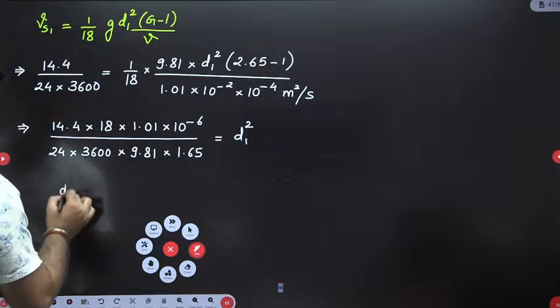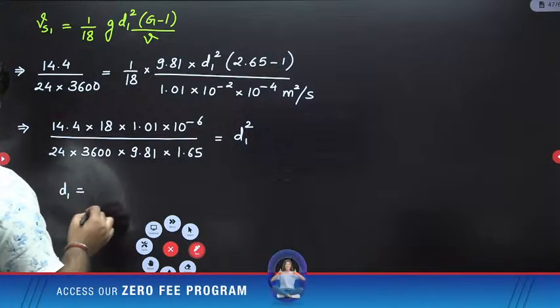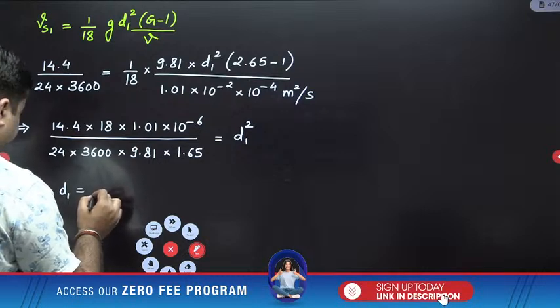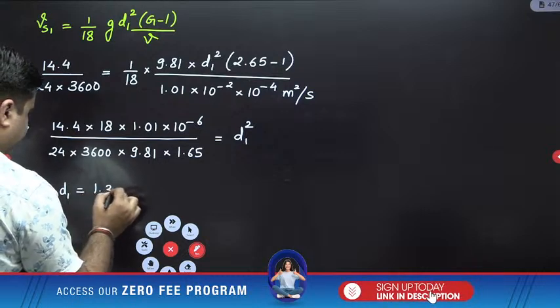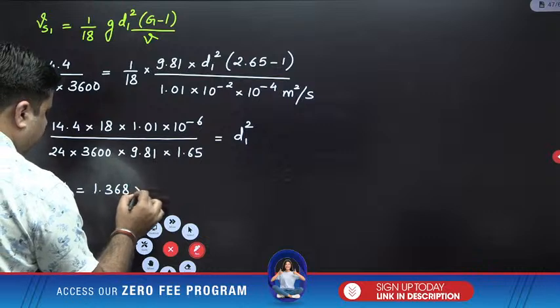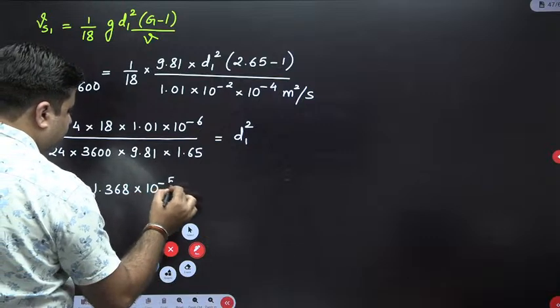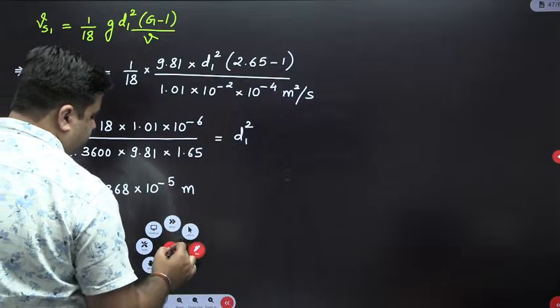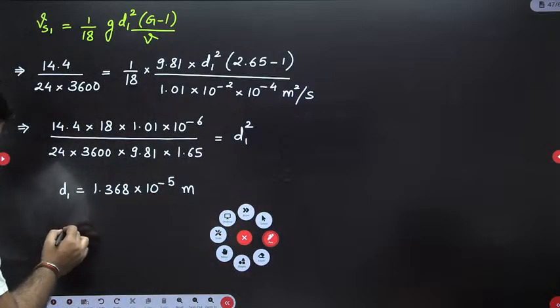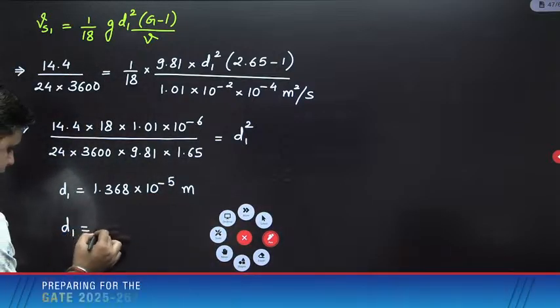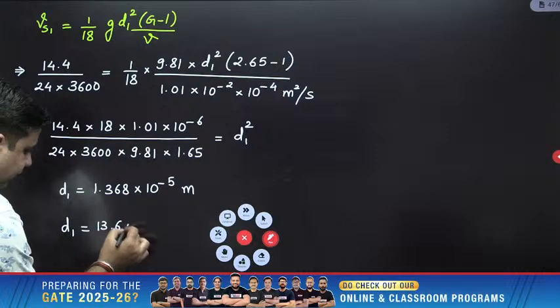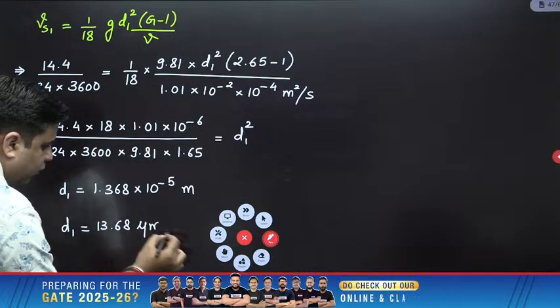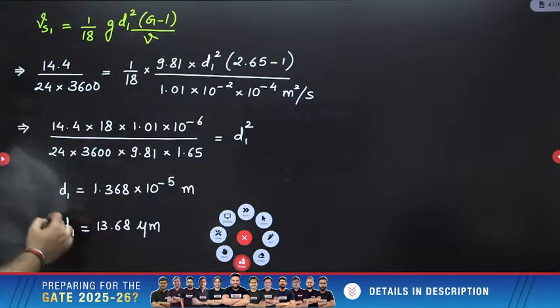So D1 will be 1.368 into 10 raised to power minus 5 meters, right? So from here the value of D1 will be 13.68 micrometer. All of you kindly confirm this, whether you are getting the same answer or not.